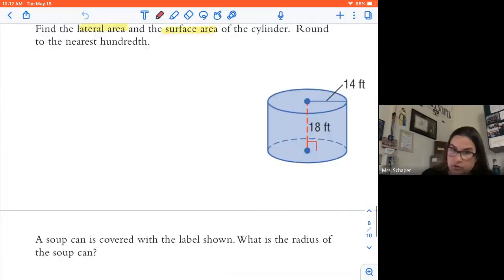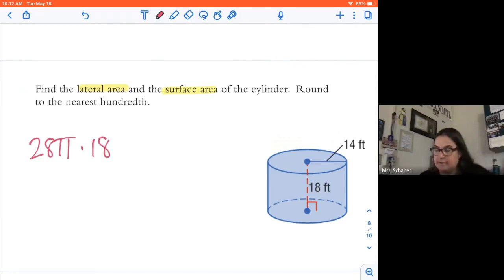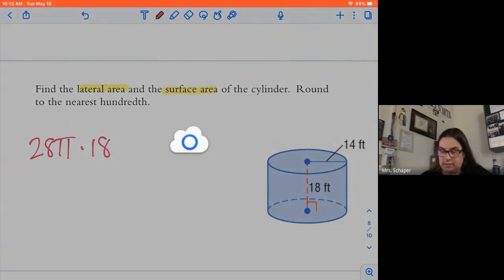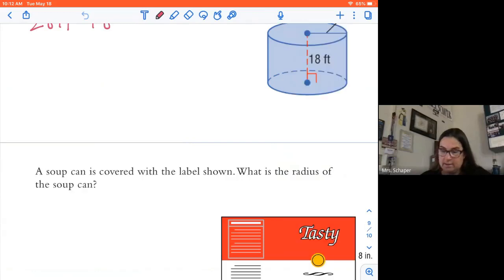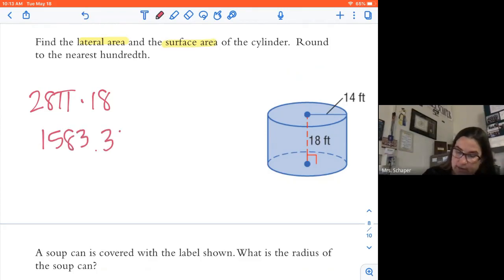All right. So then I'm going to take 2 times 14 to get the diameter. So 28 pi times 18. So my lateral area is going to be 28 times pi times 18, which is 1,583.36. That's my lateral area.